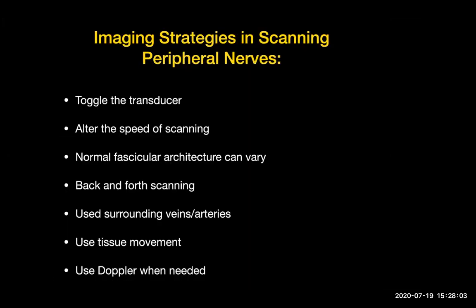Okay, so how do you better appreciate the peripheral nerves? You toggle the transducer and then you can follow it through wherever you would like to see. The normal fascicular architecture can vary depending on what type of nerve you're looking at. You can do back and forth scanning just to make sure that you're sure that that is a nerve. You have to check the veins and arteries that surround it, and also use tissue movement.